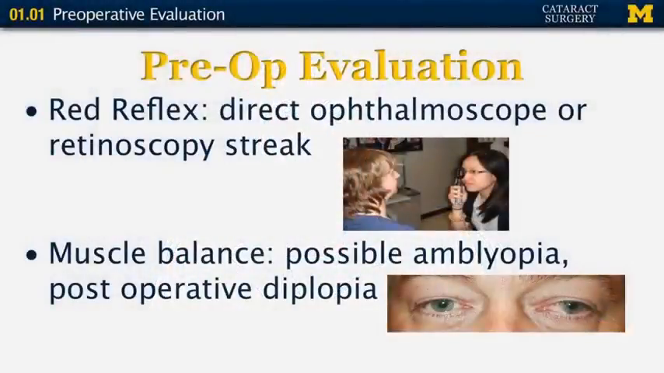Muscle balance examination is also very important. Here you see a patient with a small right exotropia. You have to consider that if that is old, the patient might be amblyopic in that eye, or if it is recent and possibly due to the decreased vision in that eye, they might experience some postoperative diplopia.